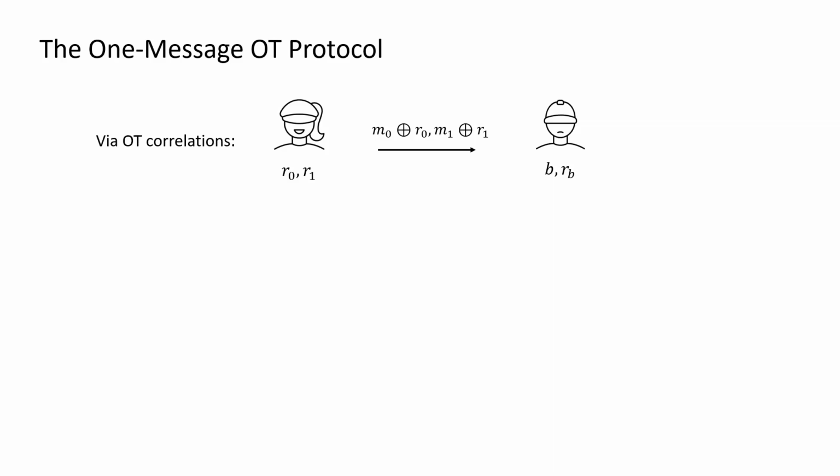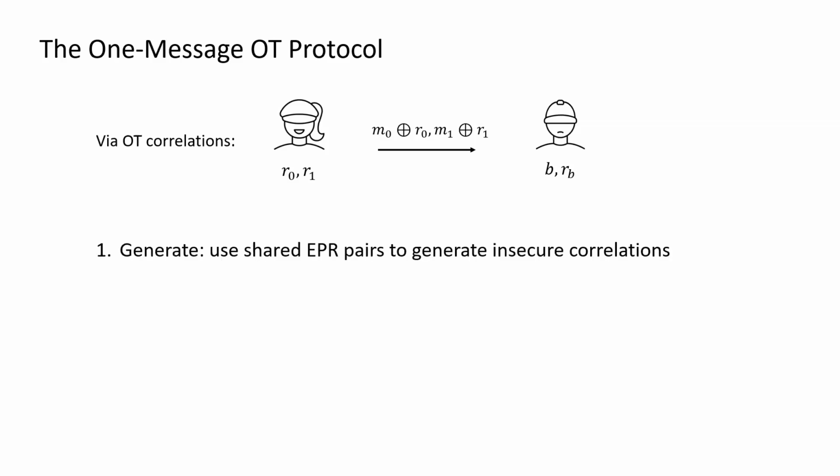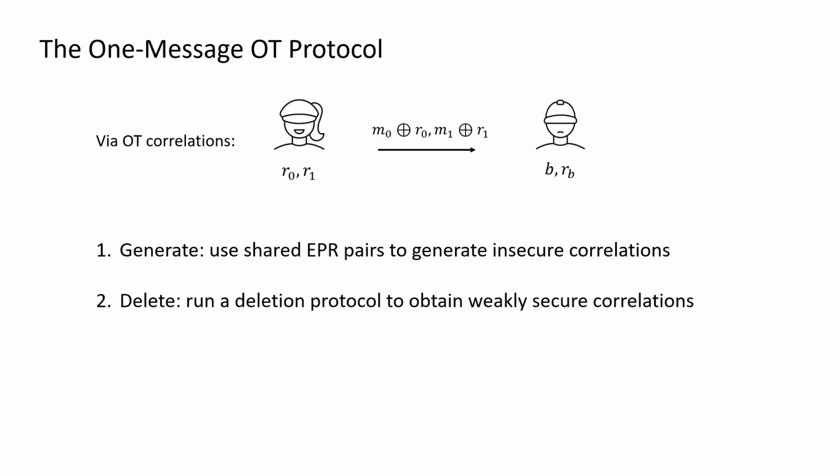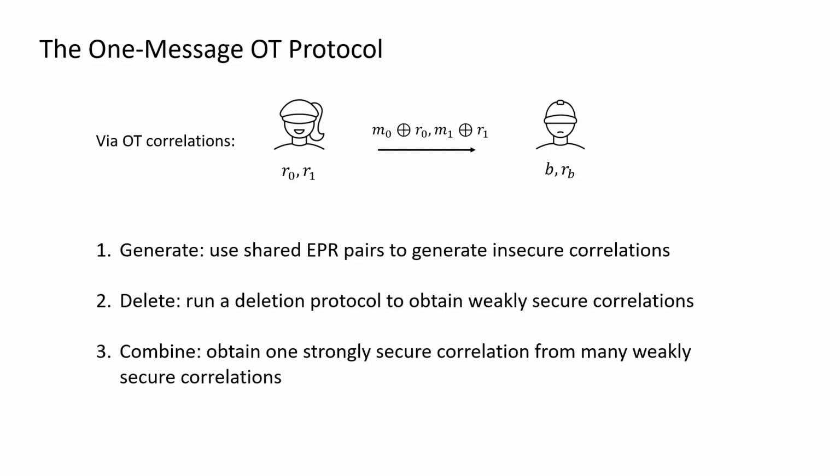We're going to generate these correlations in three main steps. First, we use the shared EPR pairs to generate some insecure correlations. They look like OT correlations, but they're not quite secure. We identify the source of insecurity of these correlations and run what can be seen as a deletion protocol on top of it to turn these insecure correlations into weakly secure correlations. Finally, we combine these weakly secure correlations into one strong OT correlation, which can be used to get our protocol. So let's go through how we do this.